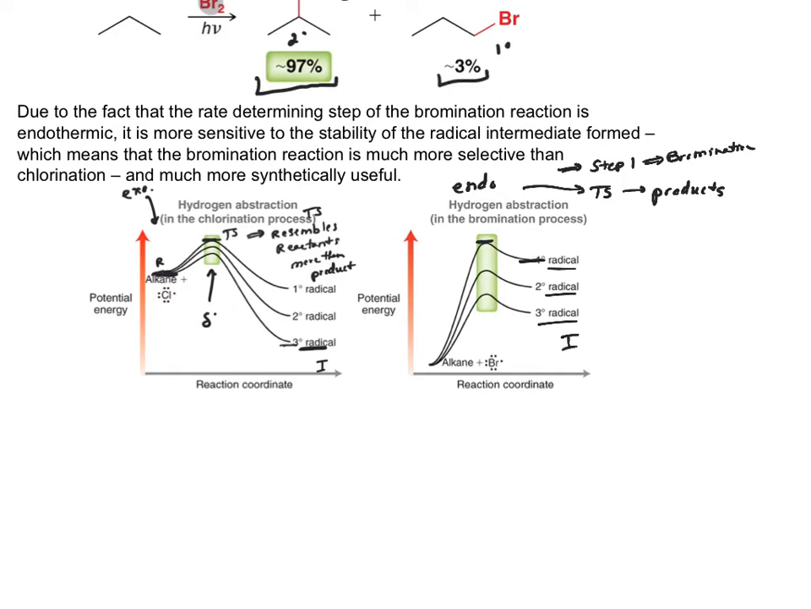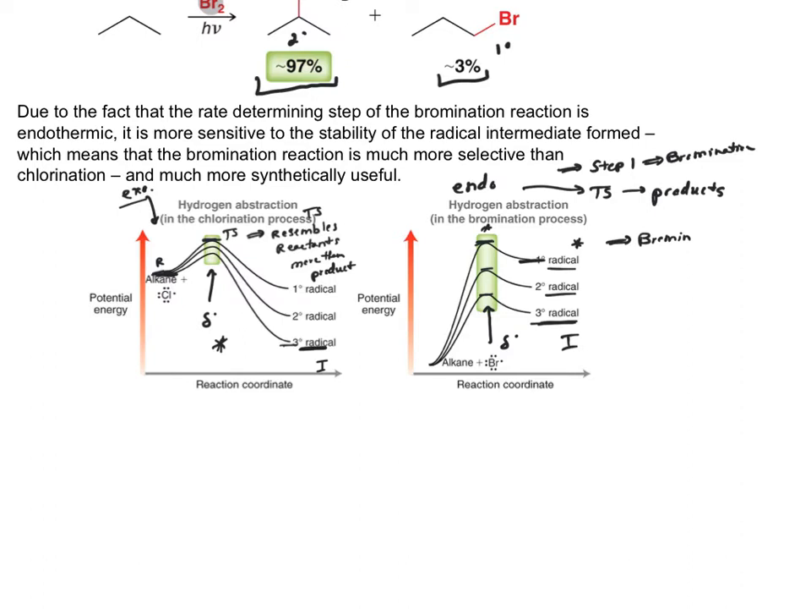And so because this is an endothermic process and the transition state resembles that radical intermediate more than what we found for this exothermic chlorination reaction, bromination is essentially going to be much more susceptible to this stabilizing effect from the radical, right? There's going to be a much larger partial radical formation in the transition state. And so because of that, the more stable this radical species is, it's going to affect the energy of this transition state much, much more than what we found for our chlorination reaction instead, right?